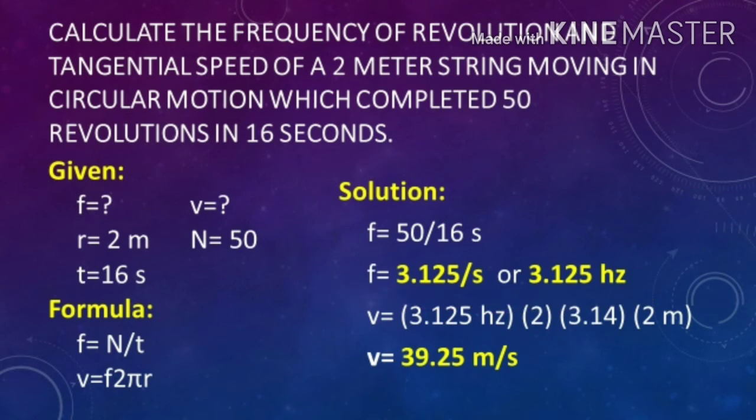Now that you have your frequency of revolution, you can solve the tangential speed. V is equal to 3.125 Hz, which is your f, times 2, times 3.14, which is the pi, times 2 meter, which is the radius. Multiply 3.125 to 3.142. The answer would be, v is equal to 39.25 meter per second.